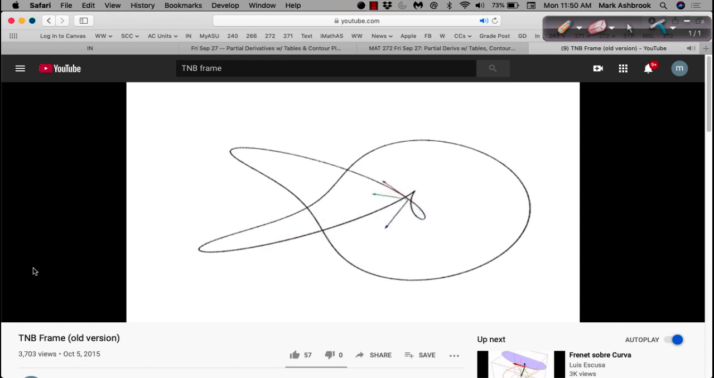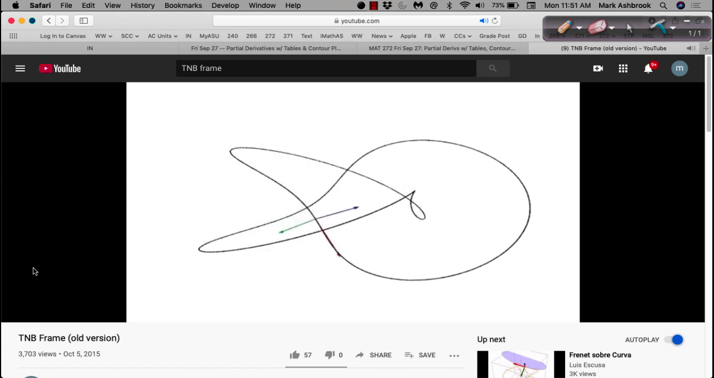This will help. So, which is T? Red. Which is N? What's N? Green. And then blue. That's the final. Just say the light color.